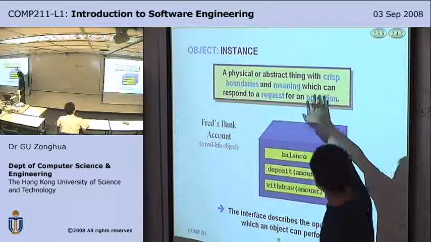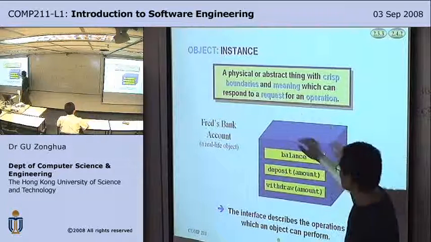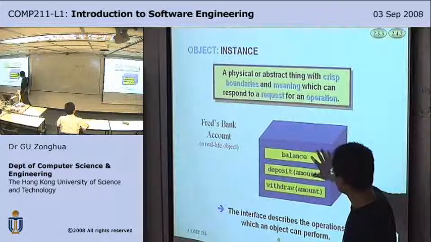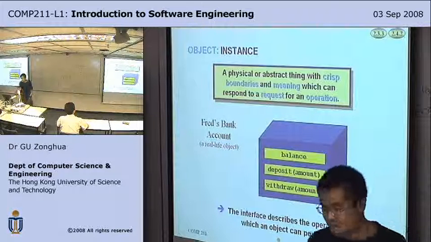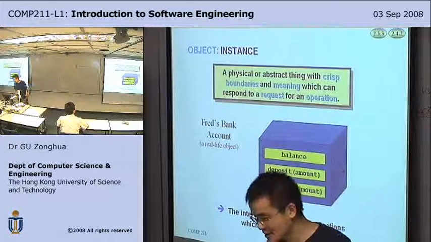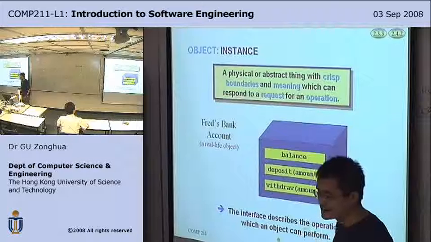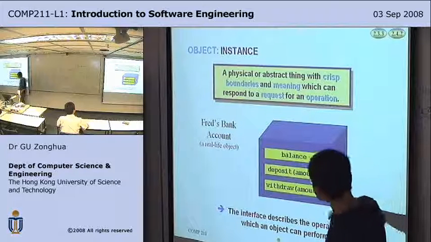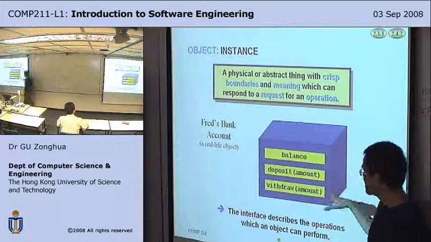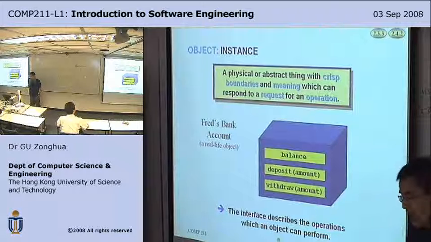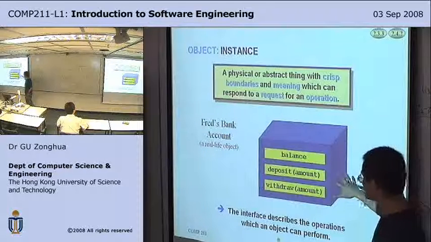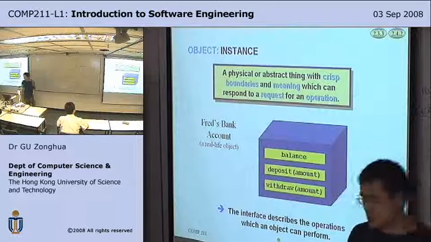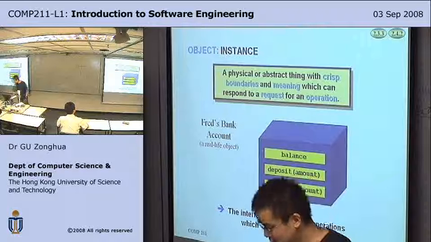So it says here, which can respond to a request for an operation. The request arrives from outside, from other objects, onto the interface of this object, and then this object does some internal calculations that are hidden from the outside, and eventually returns something back to the outside object.